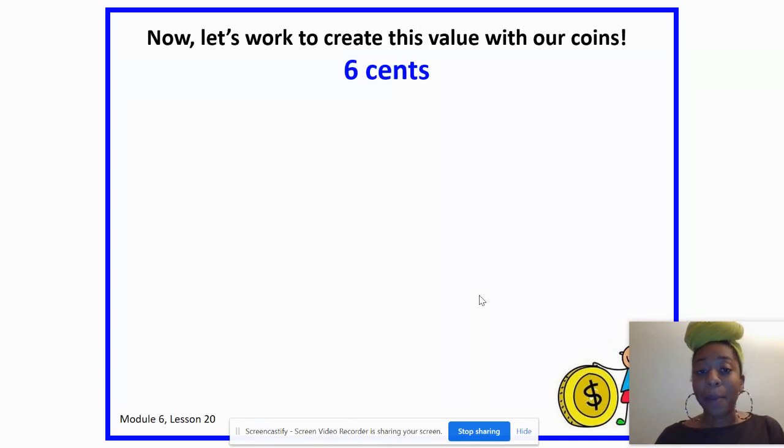Now that we know how much coins are worth, we know what they look like, and we understand the value of a coin, we're going to pick a group of coins that has the same value. Remember, you don't always need the same amount of coins or the same type of coins to make a number. I'm going to show you what I mean.